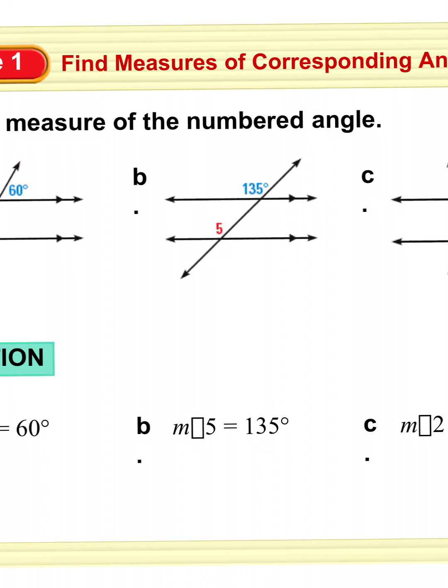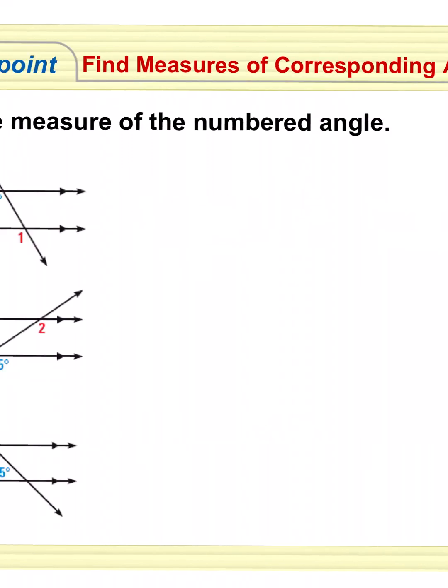What do we know about corresponding angle measures? They're the same. They're congruent angle measures. So on A, one of them's 60. What's the other one? 60. B, one of them's 135. What's the other one? 135. C, one's 90. What's the other one? 90. Okay.